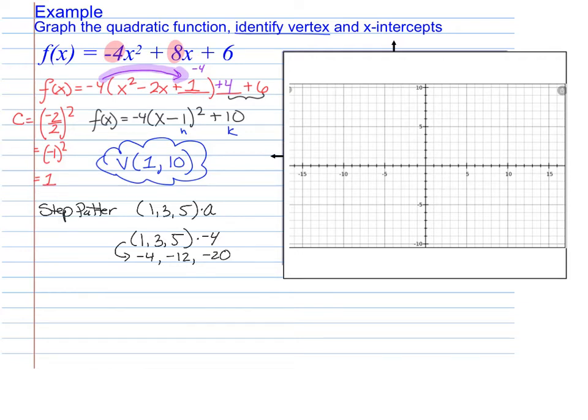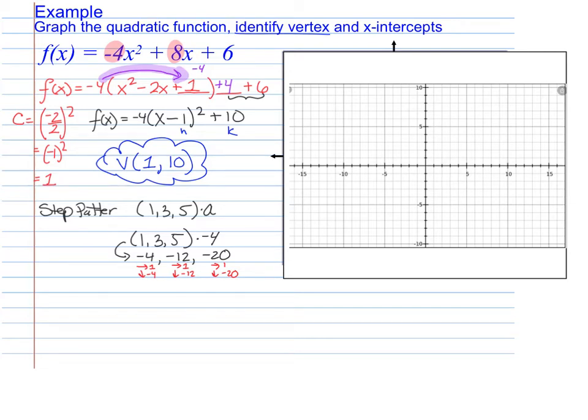I will most likely not have enough room to graph 20 units down, but so you understand, you're always going to move to the left or to the right 1 unit, and because it's -4, you're going to go down 4. Then from the vertex you move 1 unit to the left and to the right, and 12 down, and 1 unit to the left and right, and 20 down. The reason it's down is because they're negative. And all of this is from your vertex.